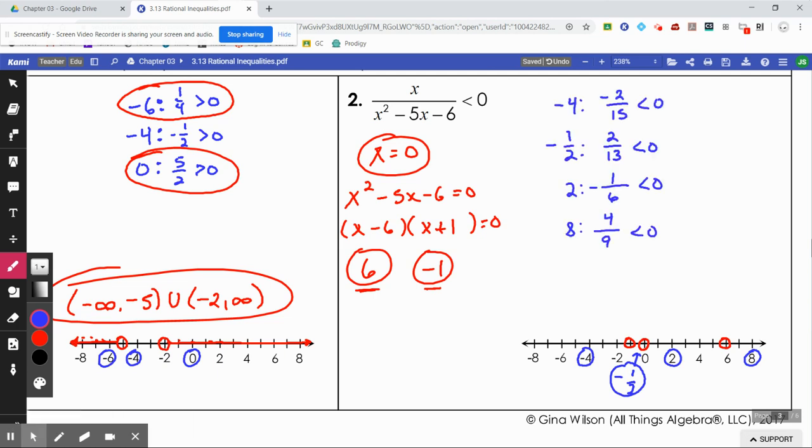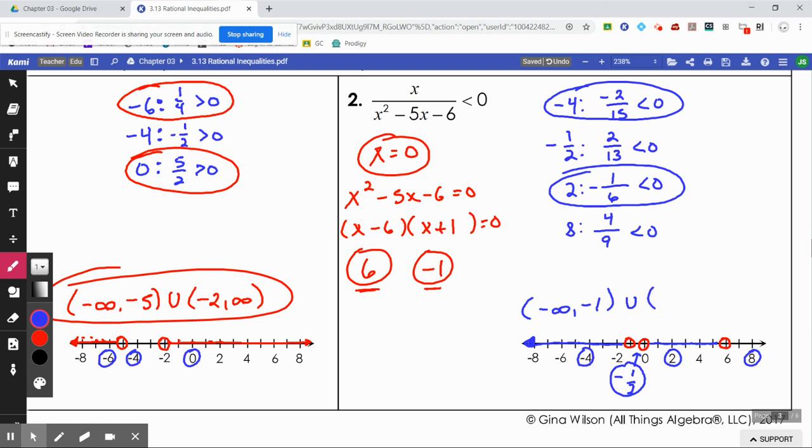And here's the results I got. -2/5 is less than 0 and -1/6 is less than 0. So therefore that's my only solution. So everywhere in the interval where -4 is located is a solution, and everywhere in the interval where 2 is located is a solution. So my solution is going to be all values from -infinity up to -1, open circle, union everywhere from 0 up to 6. So there's all my solution region.